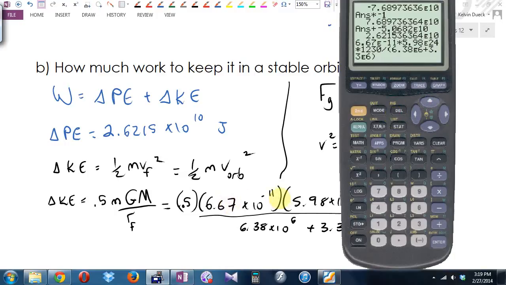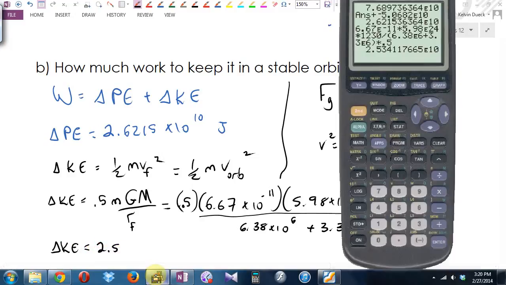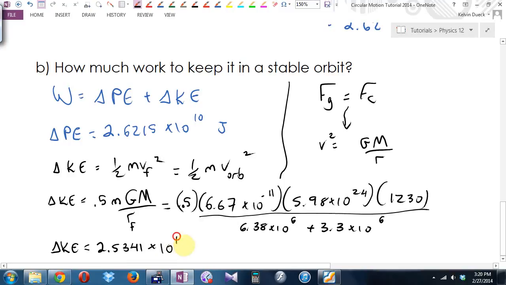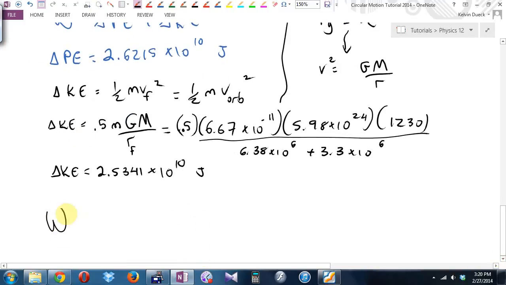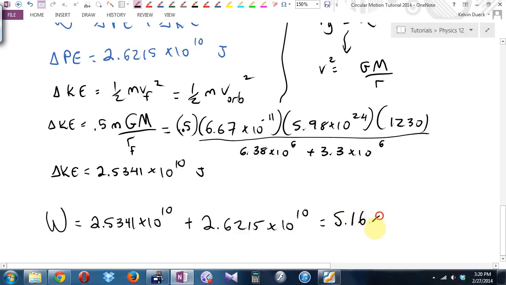I got the 6.67, the mass of the Earth, the mass of the satellite, divided by the radius, and then half of that, he says cleverly. 2.5341 times 10 to the 10th joules is the change in kinetic energy. So the total work is the change in kinetic plus the change in potential: 2.5341 times 10 to the 10th plus 2.6215 times 10 to the 10th. Total work is 5.16 times 10 to the 10th joules.